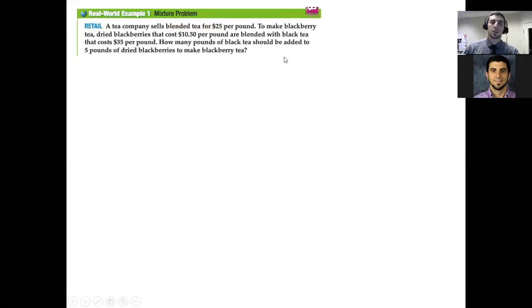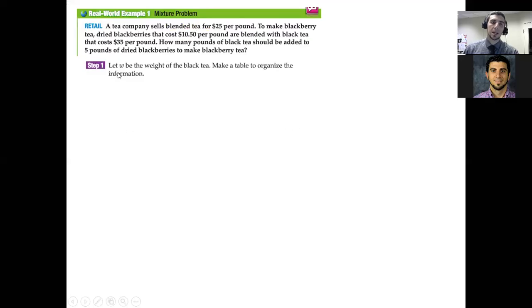A tea company sells blended tea for $25 per pound. To make blackberry tea, dried blackberries that cost $10.50 per pound are blended with black tea that costs $35 per pound. How many pounds of black tea should be added to 5 pounds of dried blackberries to make blackberry tea? That sounds like a whole lot of information, and maybe you're not even sure what they're asking for. That's okay. We're going to break it down and make a little table to organize our information. It's a lot more helpful if we organize the information in a table.